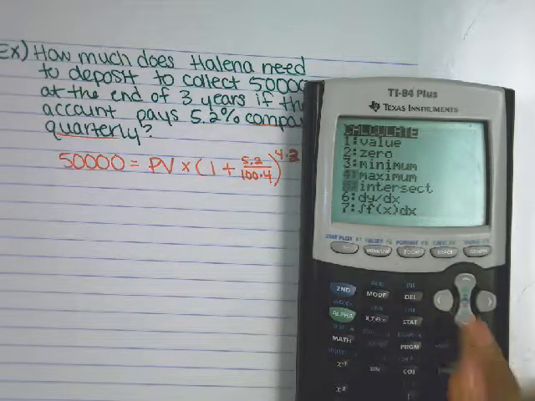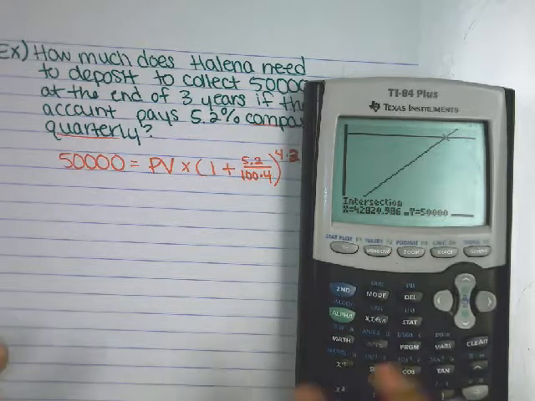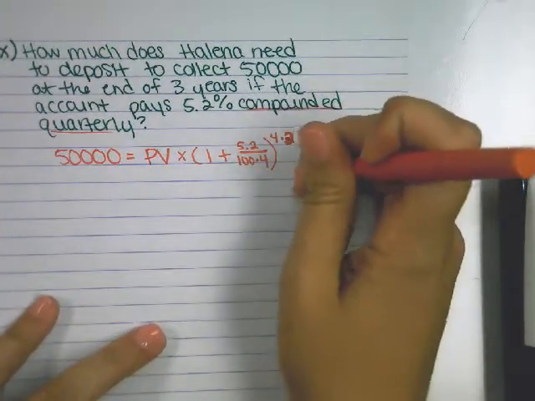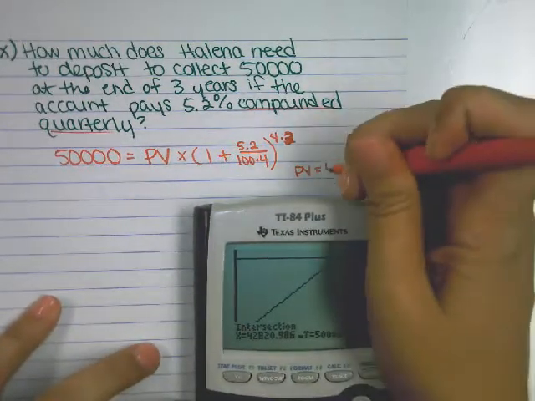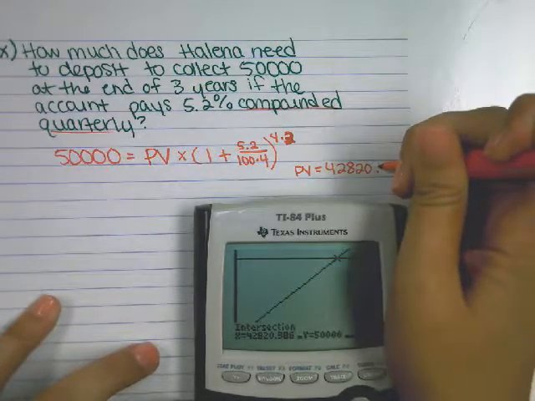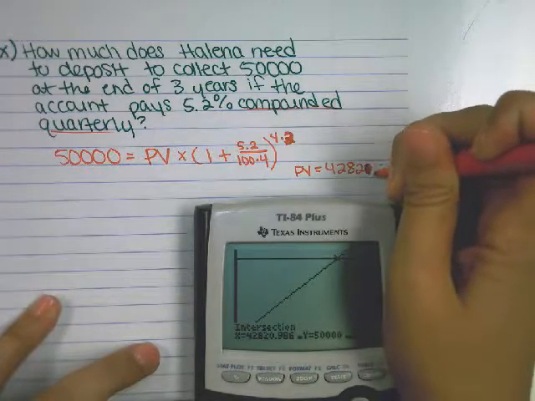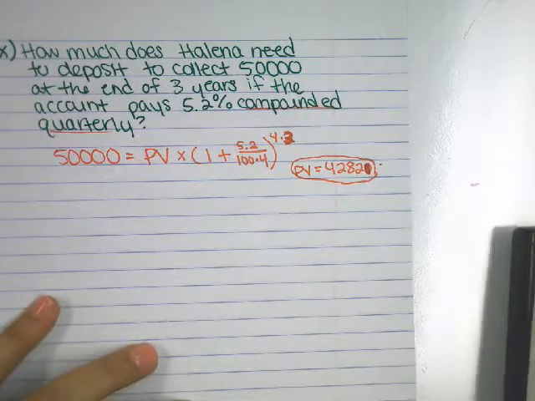So second, calculate, intersect, enter, enter, enter. Okay, there it is. So using the calculator, we get a present value of $42,820.98, so we'll just round to $42,821. That's what we get using our graphing calculator.